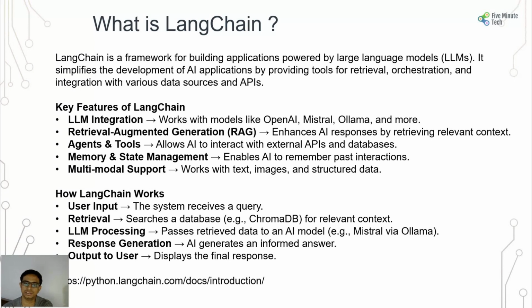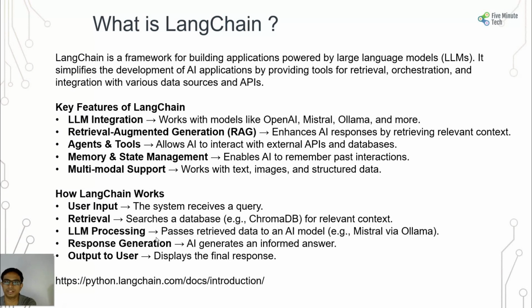How LangChain works: it takes the user input and then searches the database. For our case, it will be ChromaDB for relevant context, then passes the retrieved data to the AI model, which is Mistral, via Ollama, and then the response generation happens. The AI generates an informed answer and the output is provided to the user.